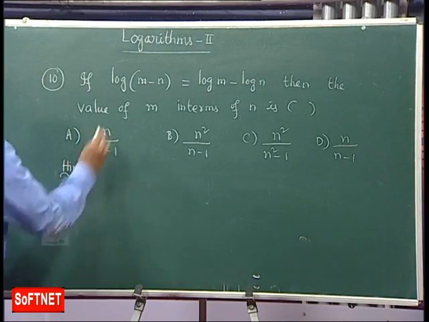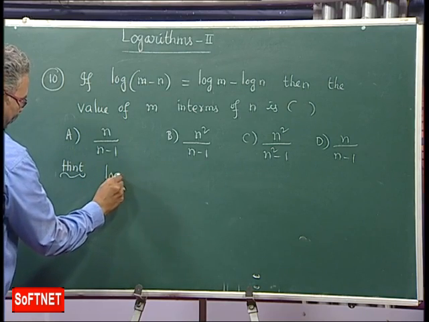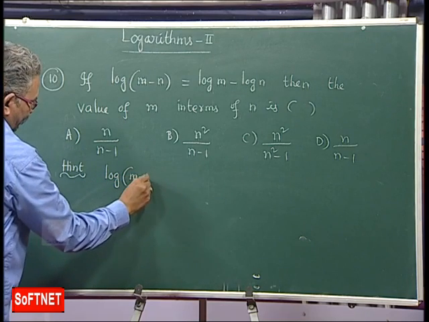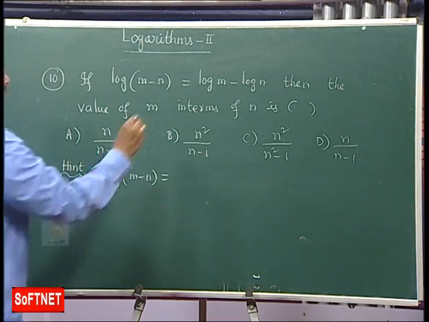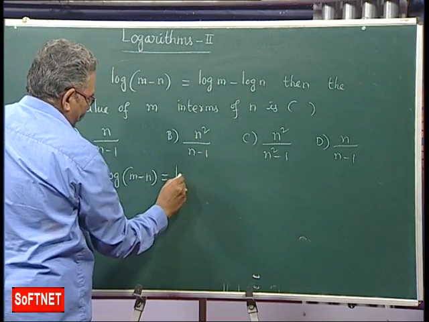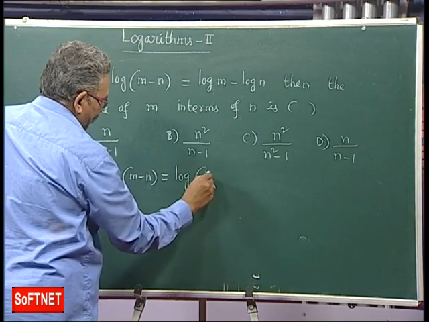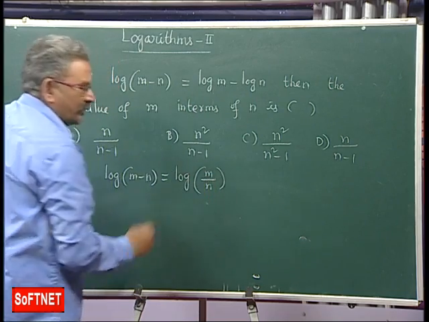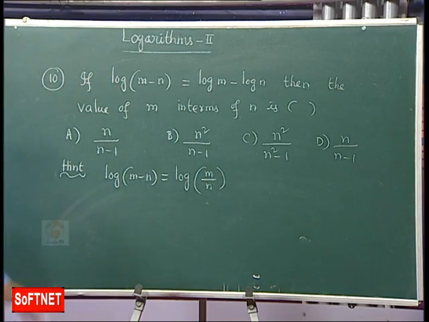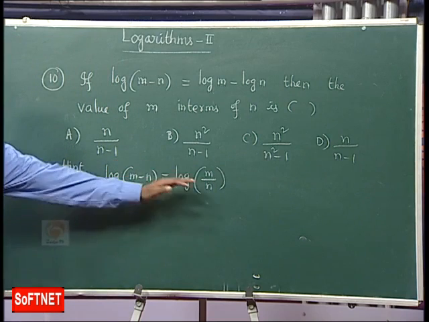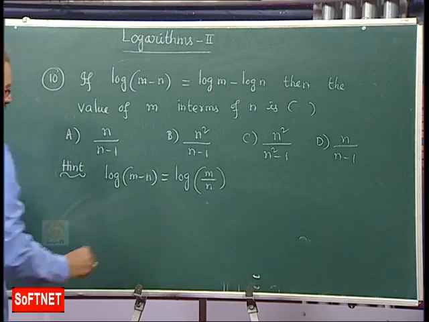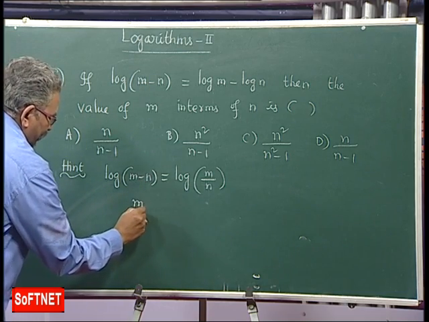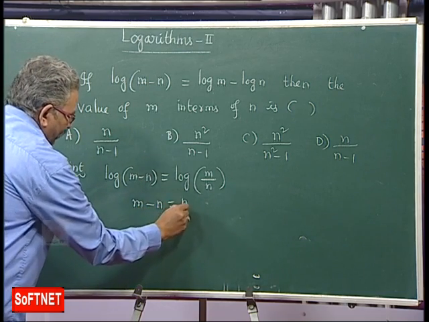Now, this log of m minus n equals this log m minus log n, we can write log of m by n. Now, whenever log x is equal to log y, x is equal to y. Okay? So, we can write m minus n is equal to m by n.